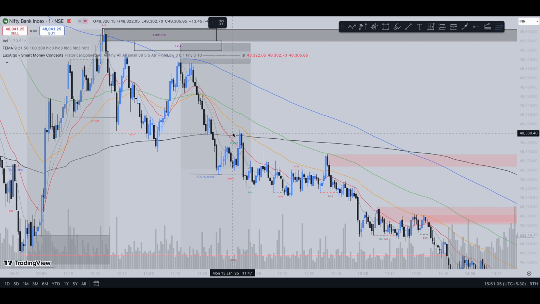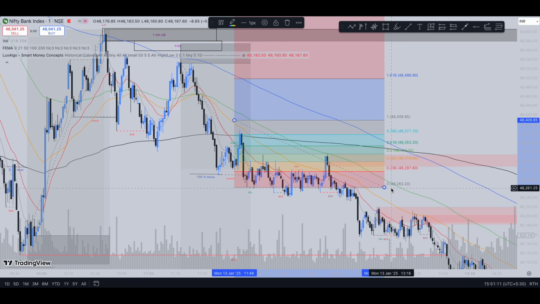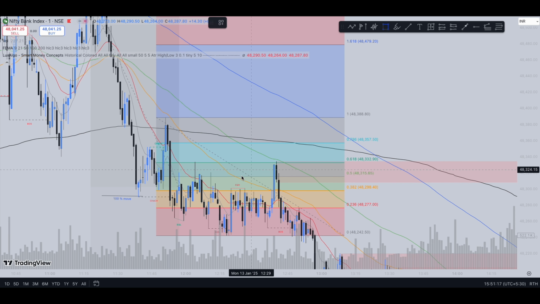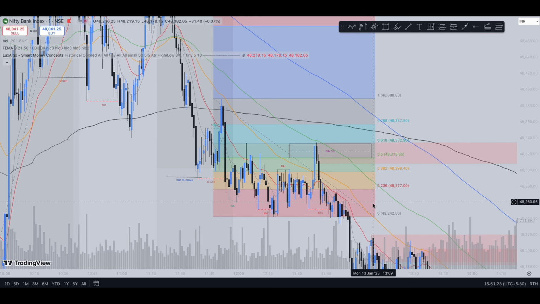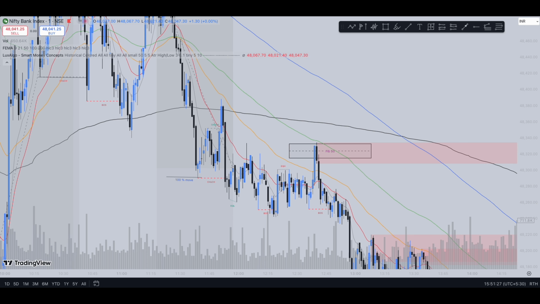If you try to plot the fib extension levels from here to here, you can clearly see the price couldn't cross the say 50 level over here. This is the 50 level. So price couldn't cross the 50 level over here.